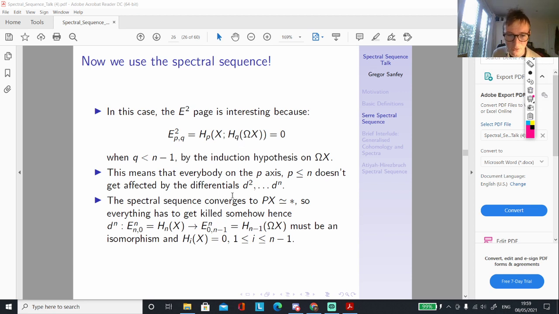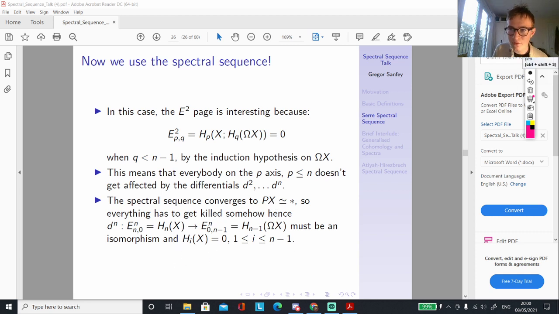But everybody on the p-axis does have to get killed somehow, because the sequence is converging to the path space of X, which is contractible. And the only way for this to happen is for the dn here to be an isomorphism, and the homology of X to be 0. We have to just kill that off. This is because on the last page, everything must die except for E00.